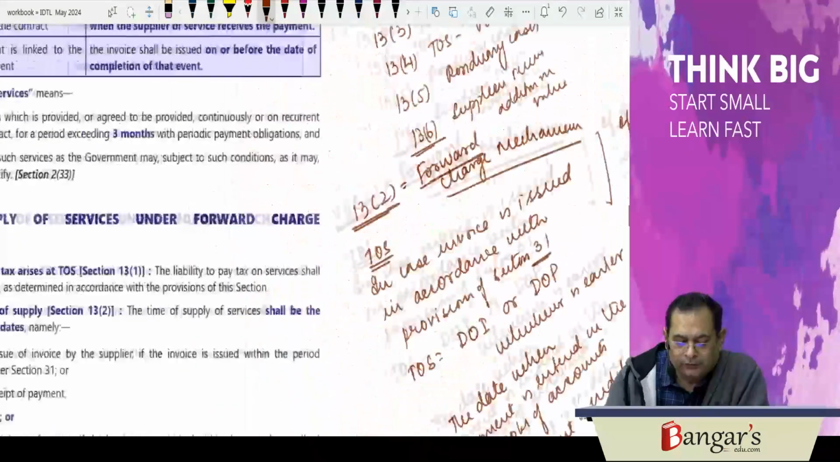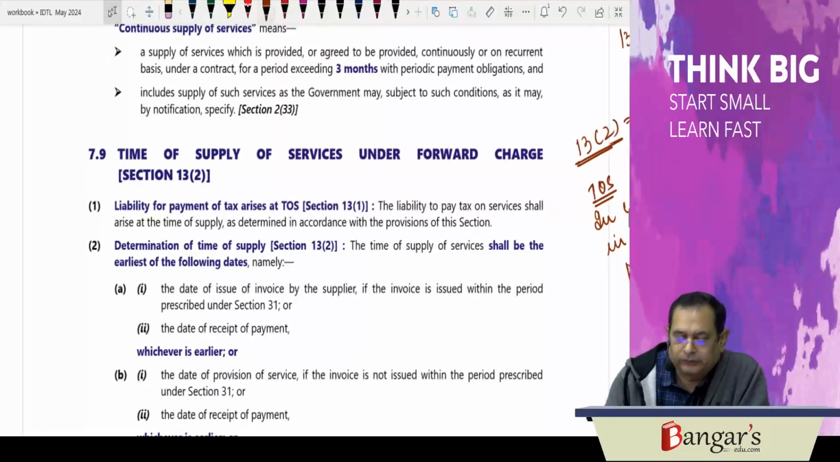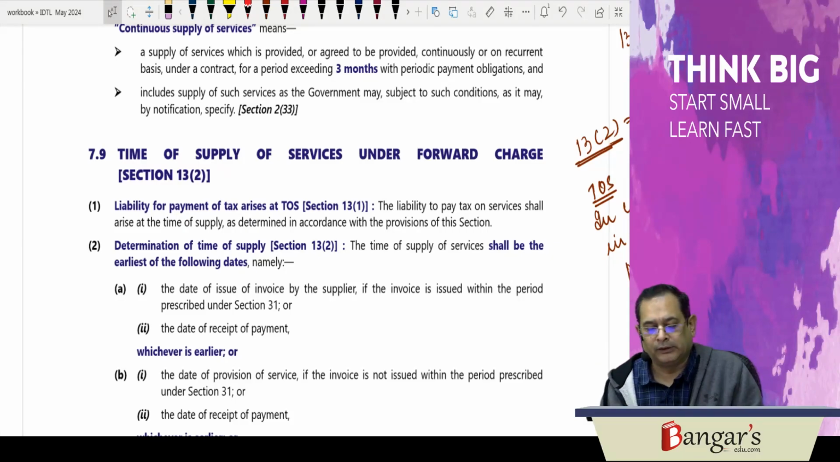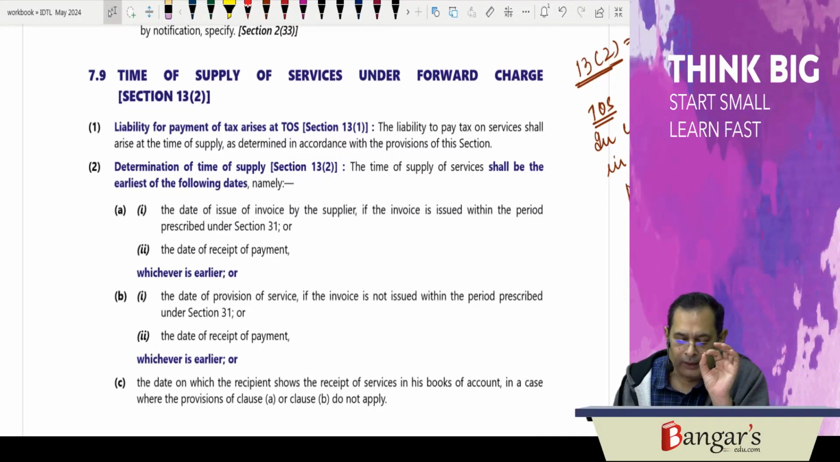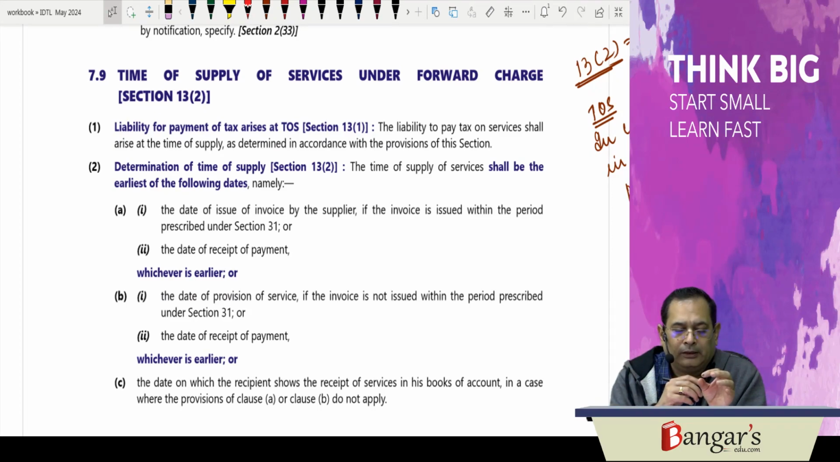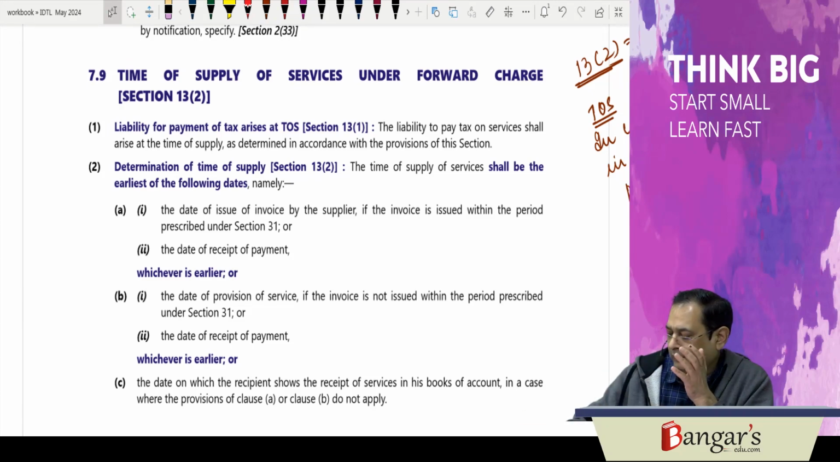Let us discuss it. So here, what does section 13 subsection 1 provide? Section 13 subsection 1 provides that liability to pay tax on services shall arise at the time of supply as determined in accordance with provisions of this section. And the time of supply shall be the earliest of the following dates.